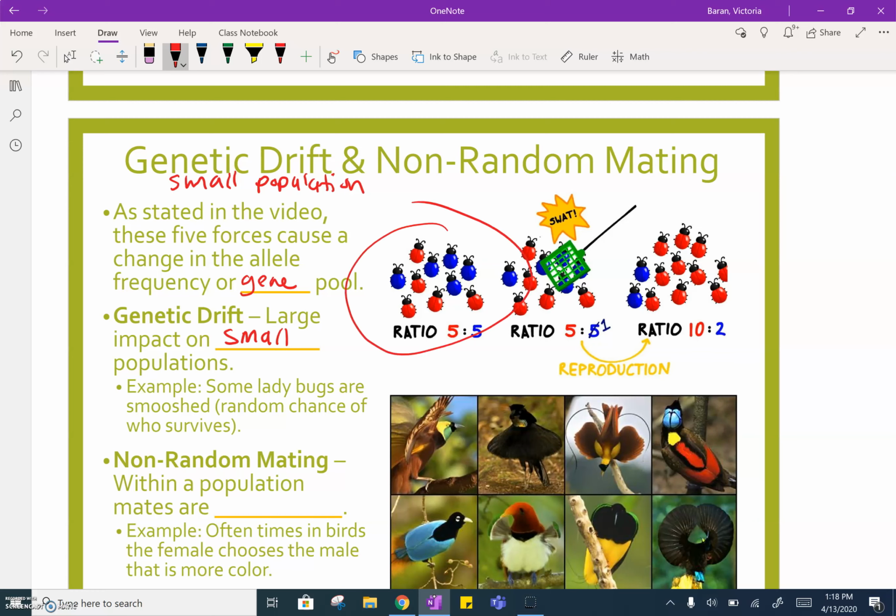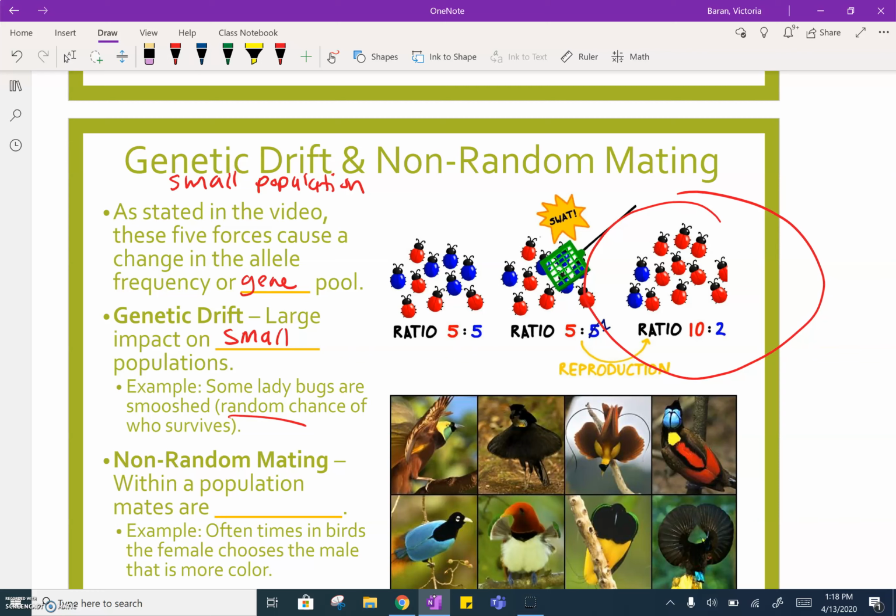So let's say we have a population of ladybugs. They are red and blue. And let's say again, these are things that happen by random chance. So that's what genetic drift specifically is talking about. So let's say randomly they get swatted and only the blue ones are the ones that are killed. So if we continue to have reproduction take place, now the population is going to have more red ladybugs than blue. And that was due to random chance.